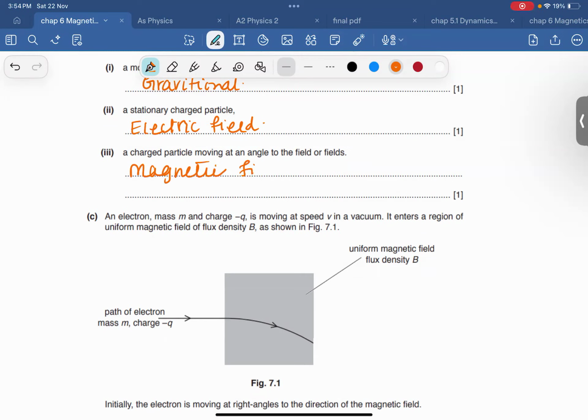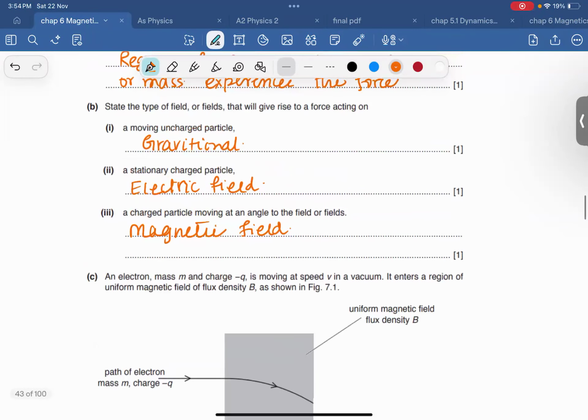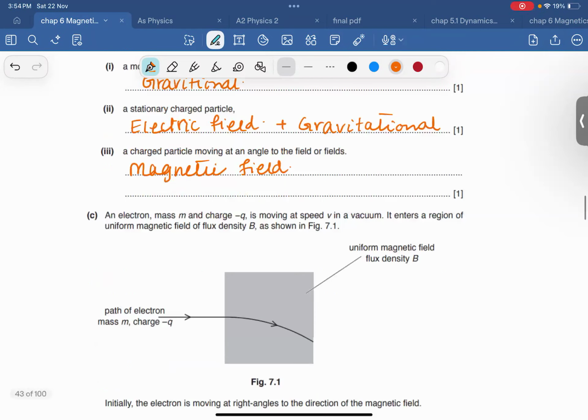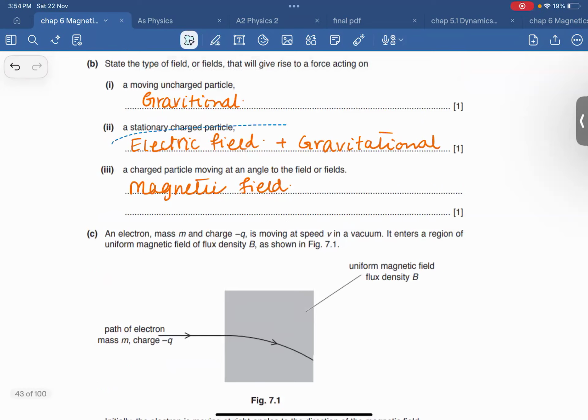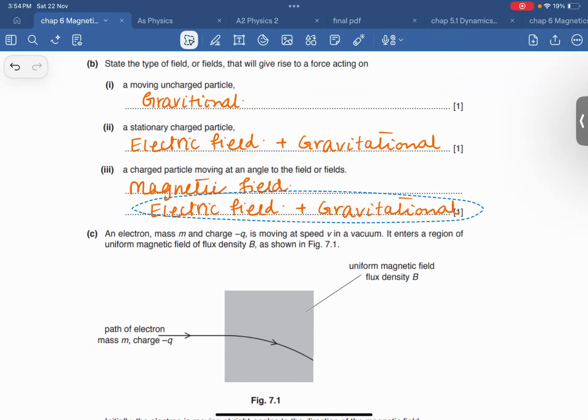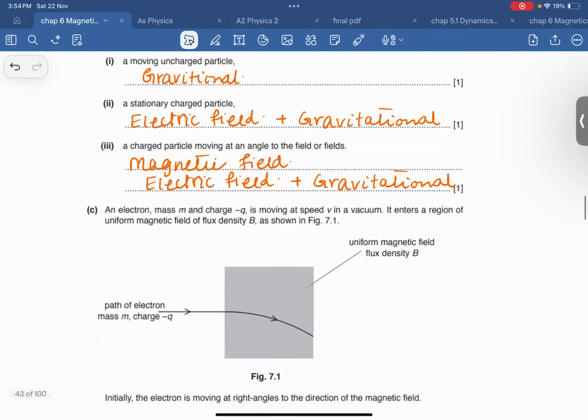So in this, both magnetic and electric will come, right? It can basically contain all three things, because in the first one, the stationary charged particle experiences the electric field as well as the gravitational field. So let's say gravitational field, and yes, we can include these two as well. Good. Okay, please move on.